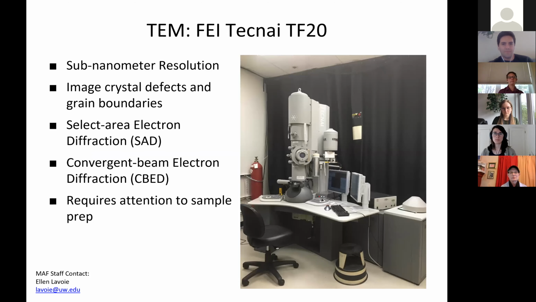First off, we have 2 TEMs. This is our first TEM, which can get you to 7 nanometer resolution or atomic imaging. It's really great for looking at crystal defects and grain boundaries. It does have electron diffraction on it, as well as being able to do EDS, or energy dispersive spectroscopy, so you can do elemental analysis as well. Like most TEMs, it requires very close attention to sample prep, since your samples need to be less than 100 nanometers in thickness in order for the electron beam to be transmitted through the sample.